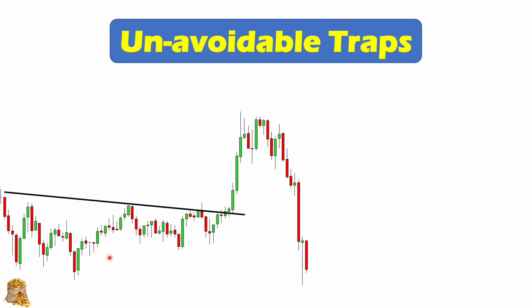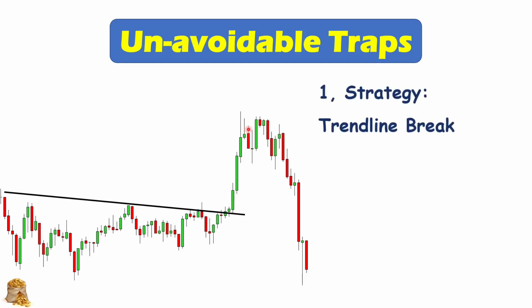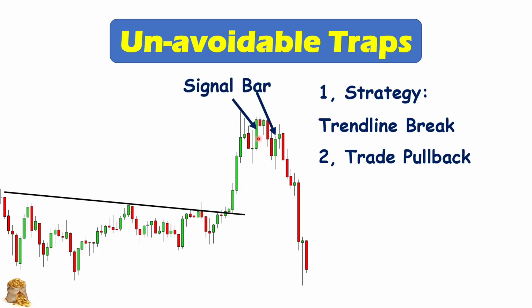In this chart, we have a trend line and then a trend line break. This trend line break is very, very strong, and then we wait for the pullback and trade for the signal bar. However, we can see the market didn't go up even further. Instead, it goes down. So this is a trap.